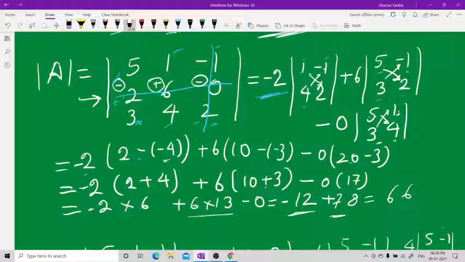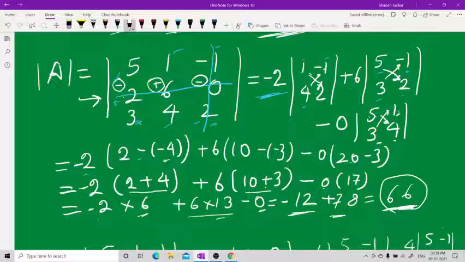Now 6 into 10 and minus 3 into 0, 5 4s are 20 and minus 3, minus 2, 2 plus 4, and 6 into 10 plus 3 into 0. This is coming out to be plus 6 here, plus 13 and a 0. Now if you add, 2 6s are 12, that is minus 12, and 6 13s is 78. Subtract, you will get 66.